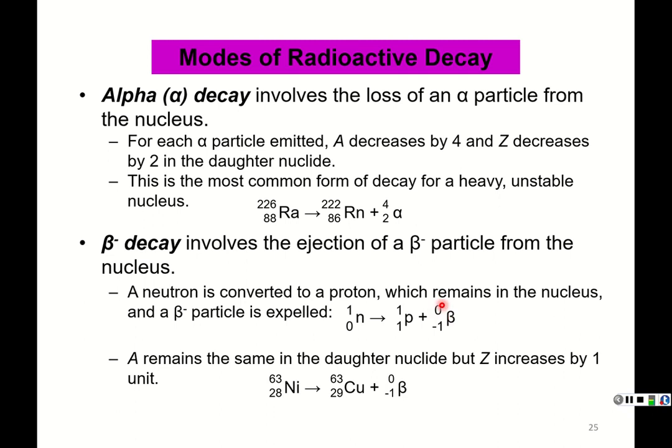And that particle has a 0 mass unit, but a -1 for that Z value. So if you add up the Z values here, they add up to 0. Okay. A remains the same in the daughter nuclide, but Z increases by 1 unit. So in this case, let's look at nickel-63. It can turn into copper-63 by undergoing beta ejection or beta decay.